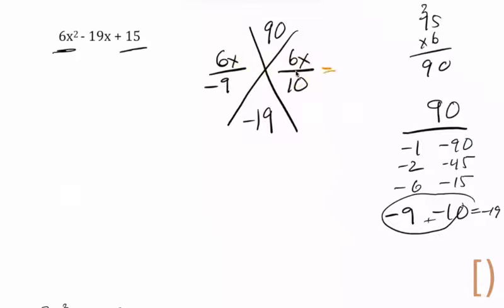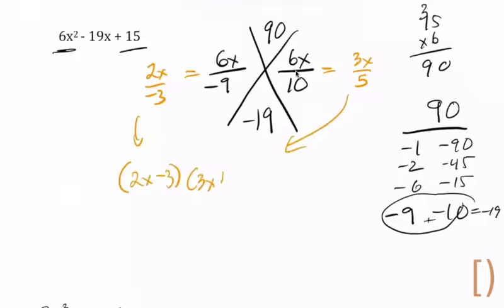If I reduce this, I'm going to divide both by 2, so I get 3x over 5. Reduce this, divide both by 3. You get 2x over negative 3. And we could rewrite this. This is 2x minus 3. And this will be 3x plus 5.